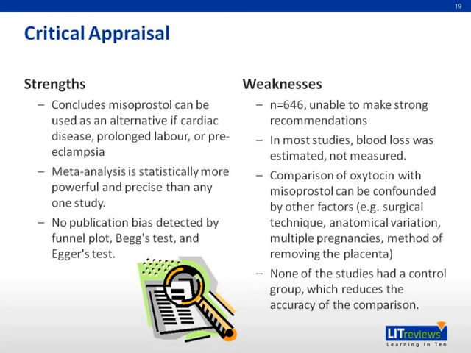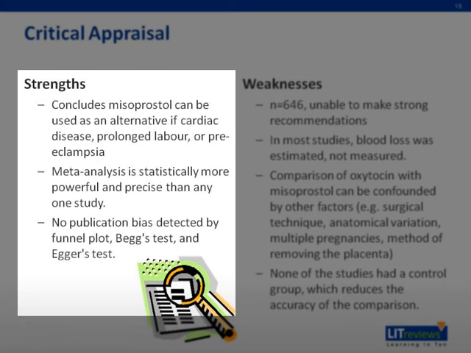In critiquing the review and analysis, we sought to critically evaluate the study's design, characteristics, and findings. The strengths of the paper include its conclusions that misoprostol was an effective alternative to oxytocin in cases of cardiac disease, prolonged labor, and preeclampsia. Furthermore, as a meta-analysis, it is more powerful and precise than any one study. Lastly, no publication bias was detected through multiple tests.